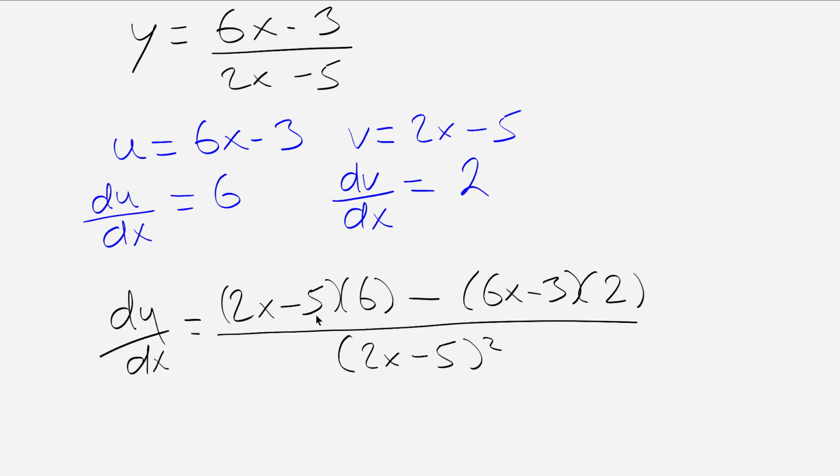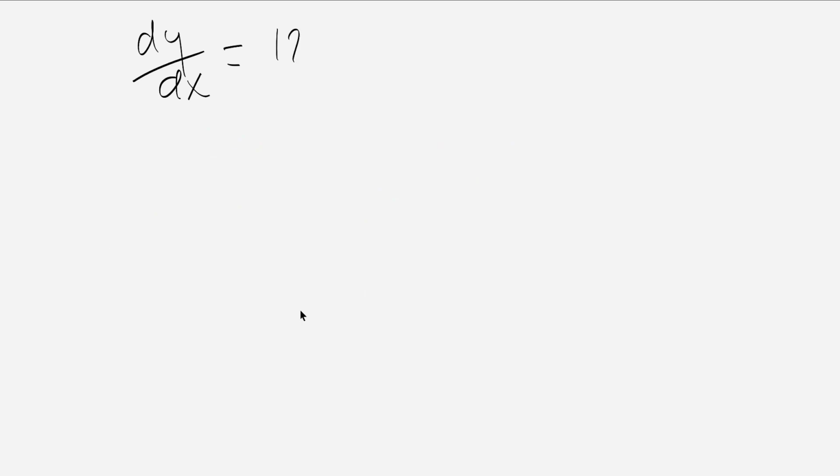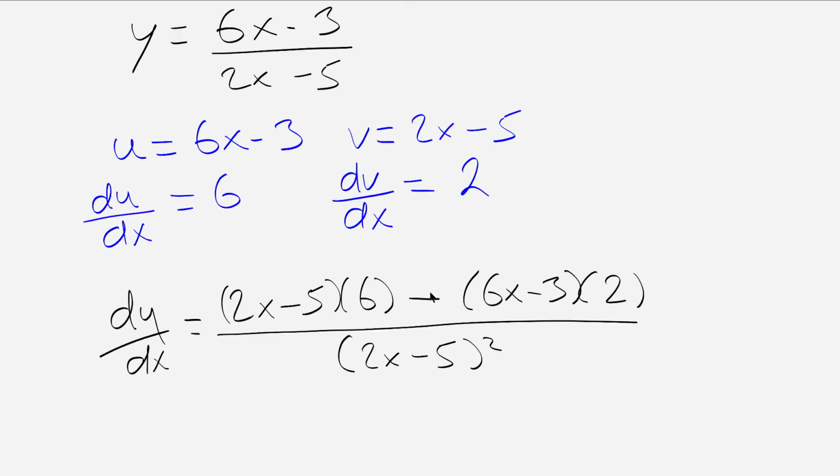So when we tidy this up, we're just going to have to multiply it all out and see what we get. So dy/dx is equal to 6 by (2x minus 5), so that's 12x minus 30. Here's where we've got to be careful then, minus 2 by (6x minus 3), and it's very important to remember that this minus applies to everything here. So this minus sign will also affect this minus sign right here.